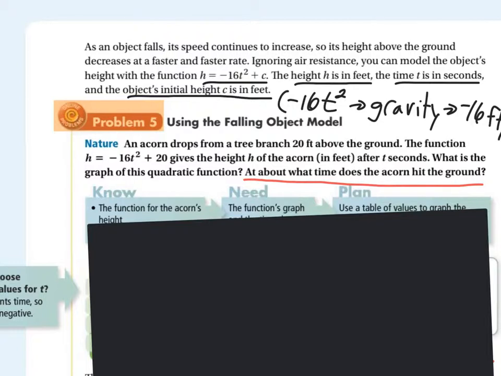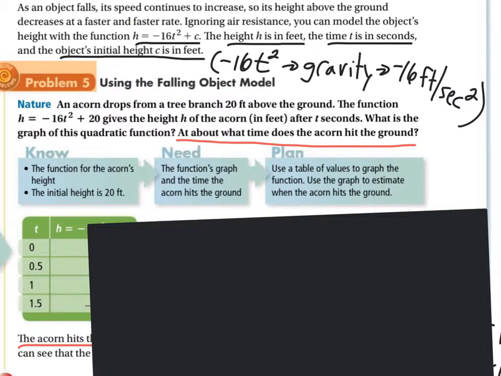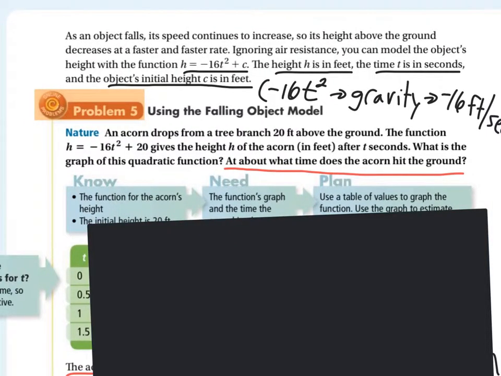In case you're wondering how they came up with this formula, the negative 16t squared represents gravity. Gravity is negative 16 feet per second squared, is about what the force of gravity is. So gravity's making this thing fall down. The plus c, that's the initial height where the object starts out at. So it starts at a certain height, and then gravity's making it fall towards the ground.